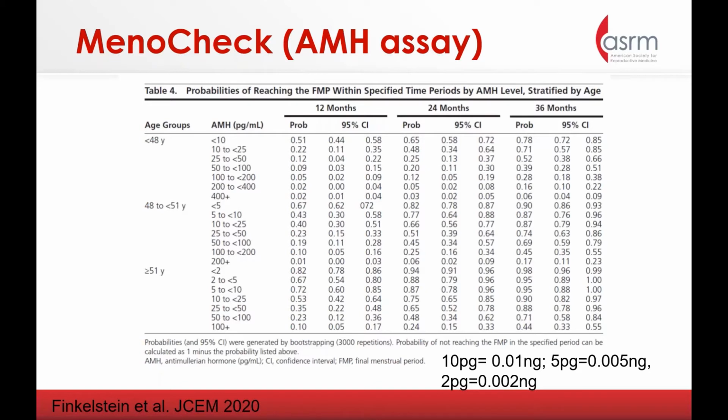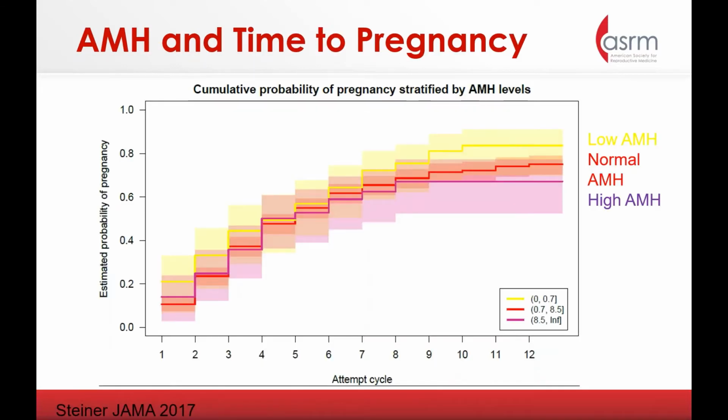In women between the ages of 42 and 48, there was an 80% chance of reaching their final menstrual period in the next 3 years. It was also reassuring to note that women with AMH values greater than 200 picograms per milliliter or 0.2 nanograms per milliliter had less than a 5% chance of reaching their final menstrual period in the next 2 years. However, despite being associated with age and menopause, AMH is not a predictor of a woman's current ability to conceive. This has been shown now in multiple studies.